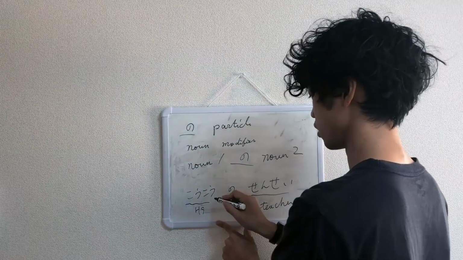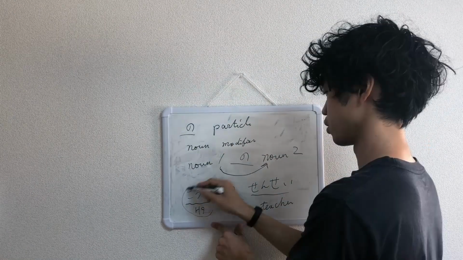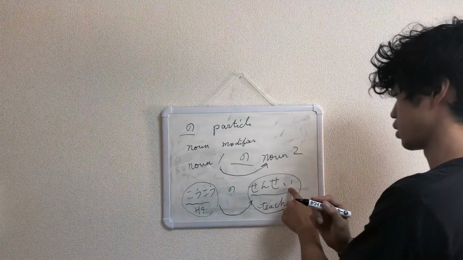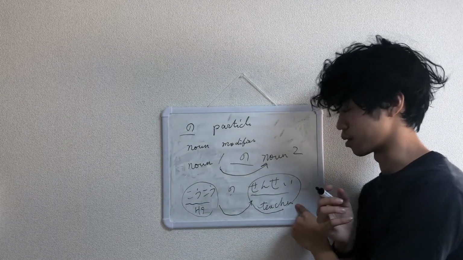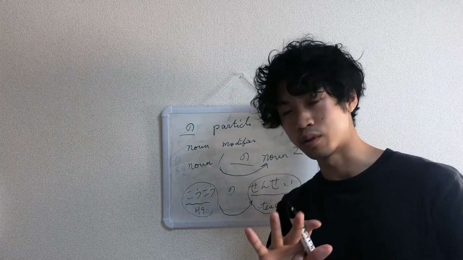That's a good question. This first noun 1 modifies noun 2. So this koukou, high school, modifies sensei, teacher. Teacher, what in high school? It kind of narrows down what this is about. This modifies this, the noun after no. Give you another example.